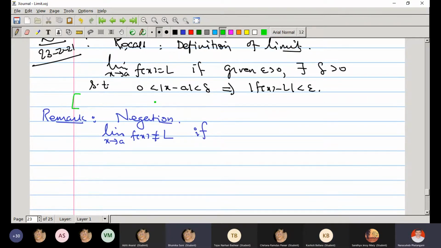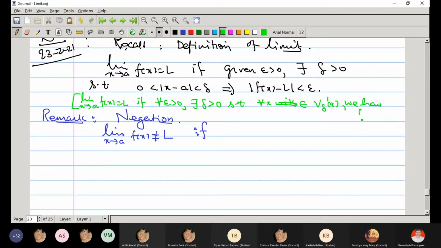But what is a more appropriate way? The limit as x tends to a of f(x) is equal to L if for every epsilon we can produce a delta such that for all x in the deleted neighborhood of a, we have f(x) in the epsilon neighborhood of L. This is in short, or symbolically: for every epsilon there is a delta such that for every x in the deleted neighborhood of a, f(x) is in the epsilon neighborhood of L. So for every epsilon this is going to happen.